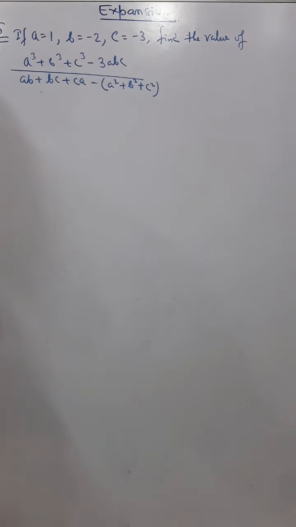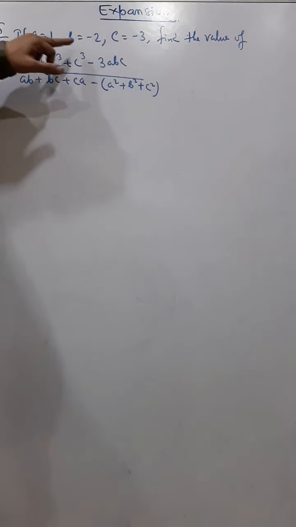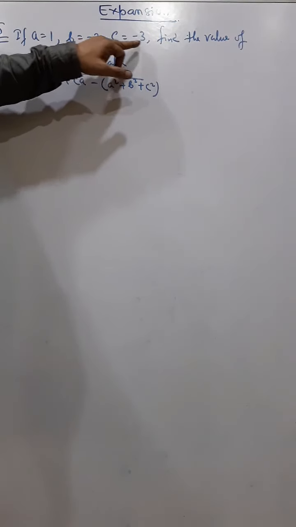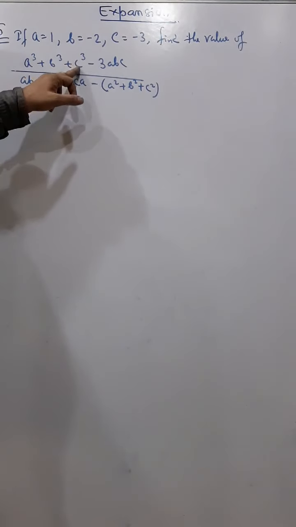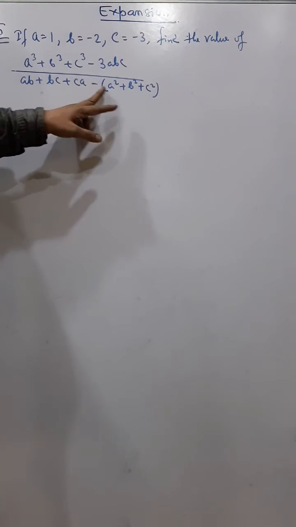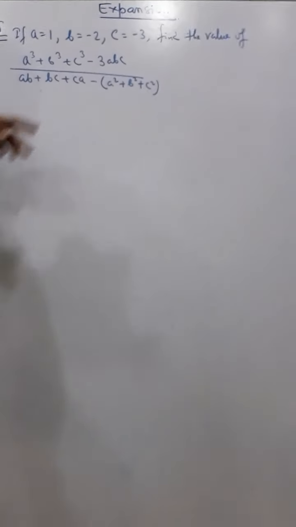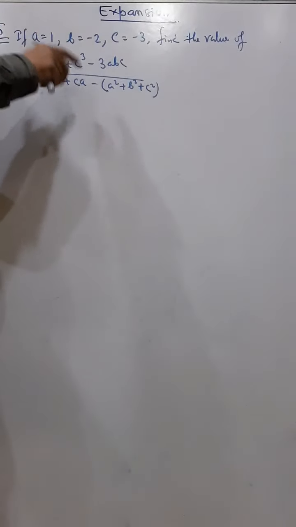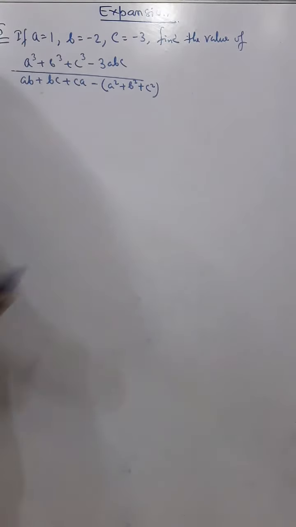Okay, now in this sum it is given if a equals to 1, b equals to minus 2 and c is equal to minus 3, find the value of this. Okay, a cube plus b cube plus c cube minus 3abc by ab plus bc plus ca minus a square plus b square plus c square. Okay, we don't have to put directly the values. Without putting the value, we have to use some identities and then we will solve it.